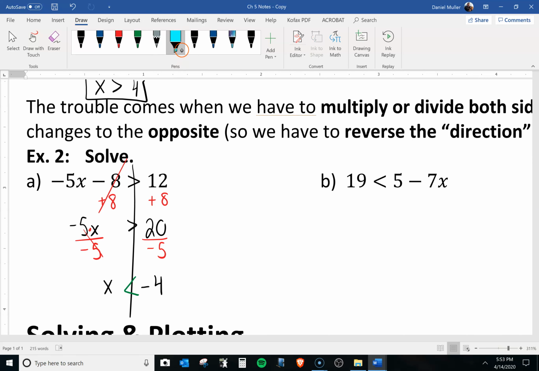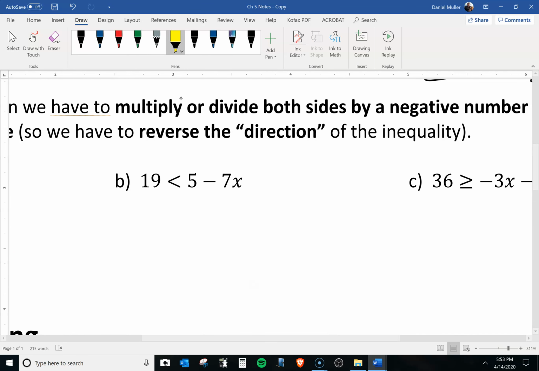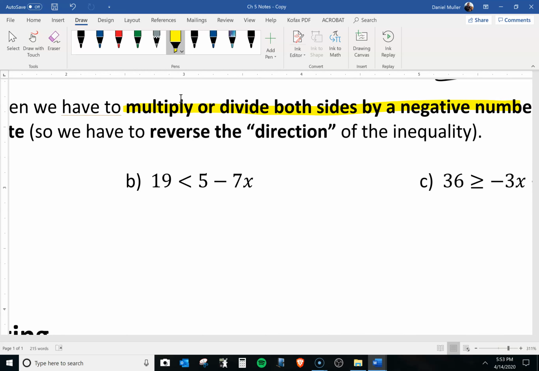Can I change this? Yes, I can. It only happens when you multiply or divide both sides by a negative number. Not when you add or subtract, but only if you multiply or divide. Those are the important parts right there. So it's when you multiply or divide.